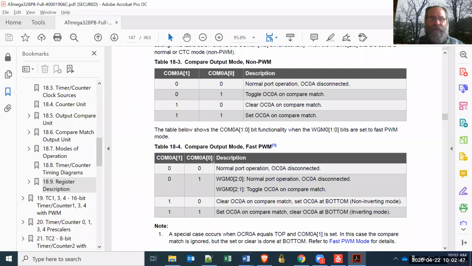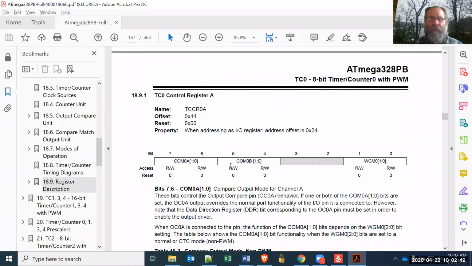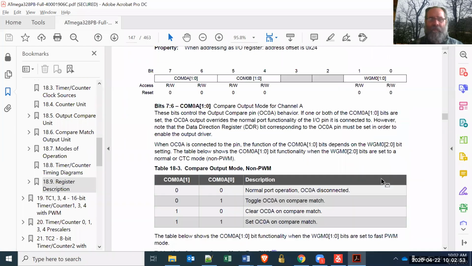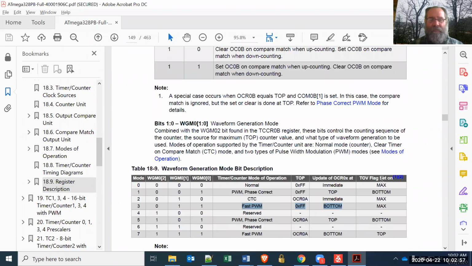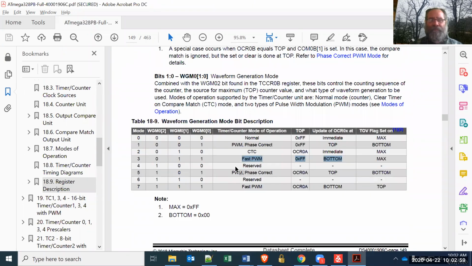Let's go back to, okay, COM B, we're going to leave at 0. Wave generation mode. I am going to come down here to the WGM table. I'm going to do fast PWM. Again, probably the most useful mode of the timers. 0, 1, 1 is what I want to put in for wave generation mode.